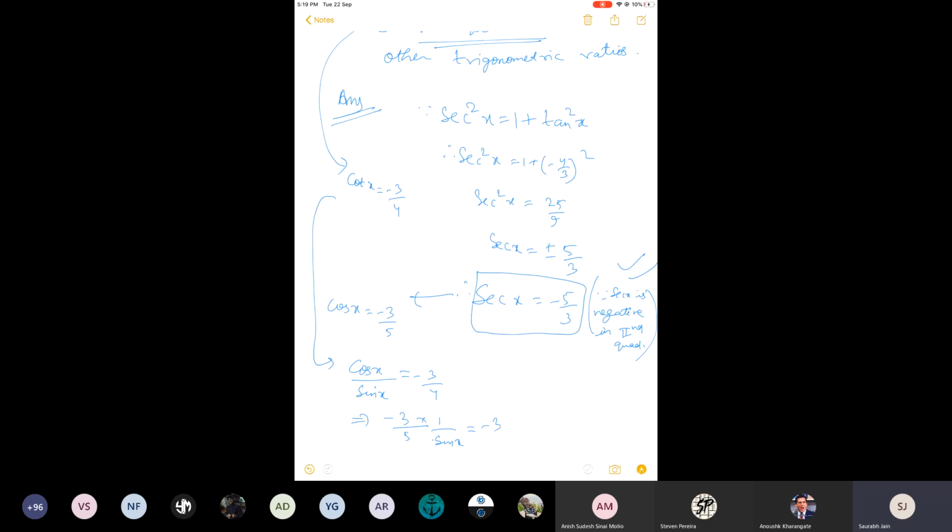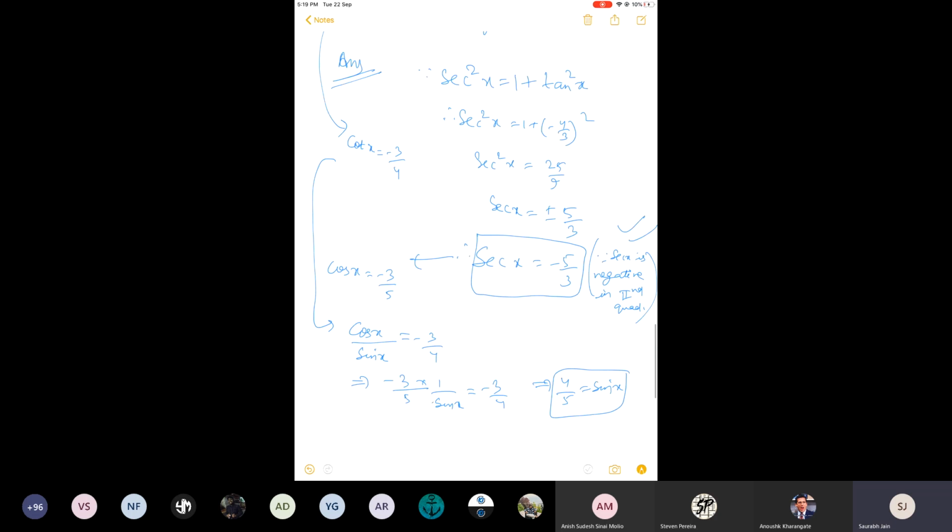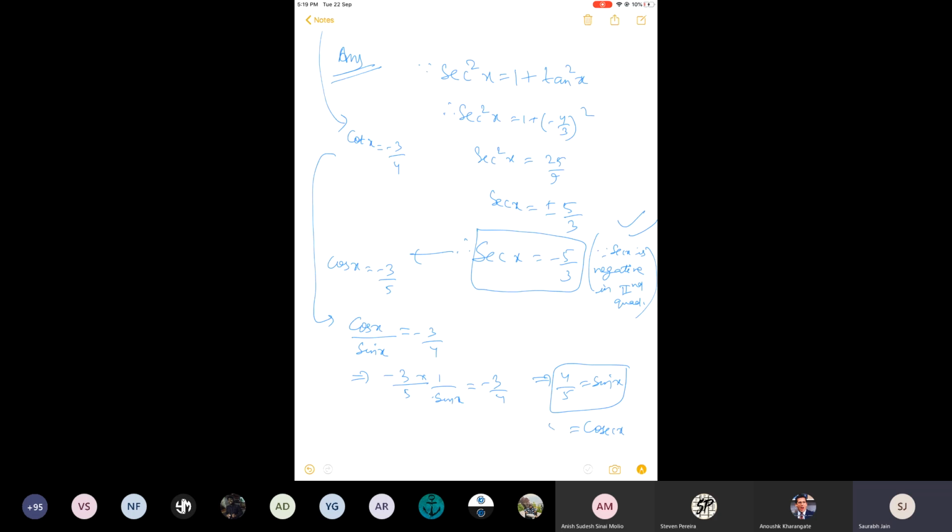Solve this, you will get the value of sin x. How much? Minus 3 and minus 3 will get cancelled. Shift sin x to the right hand side. Bring 4 to the left hand side. This is the value of sin x, 4 by 5. See, everything will come in accordance with the ASTC rule. What is cosec x? 5 by 4.